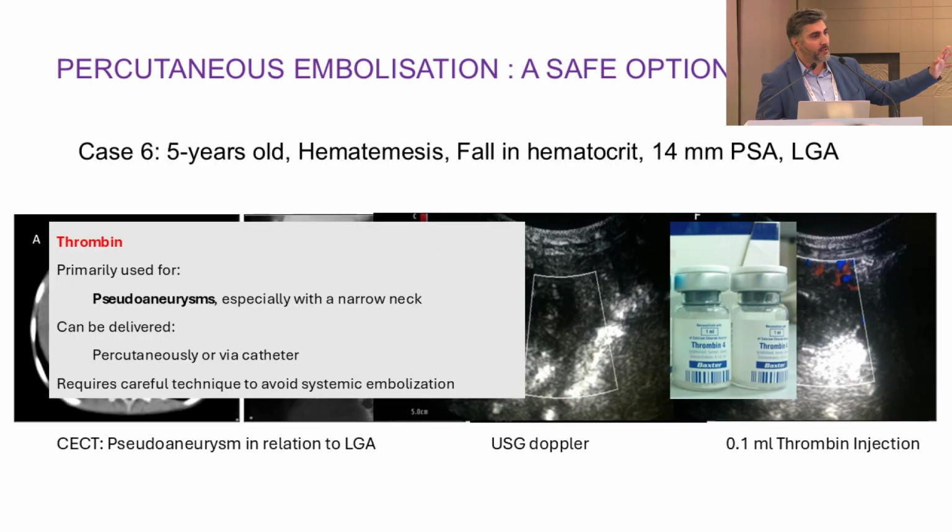Next, it's not just endovascular embolization. We can use the percutaneous route. This was a 5-year-old with hematemesis, fallen hematocrit, and a 14 mm pseudoaneurysm with a good neck to dome ratio from the left gastric artery. We used ultrasound to puncture the pseudoaneurysm and placed 0.1 ml of thrombin into it to achieve thrombosis.